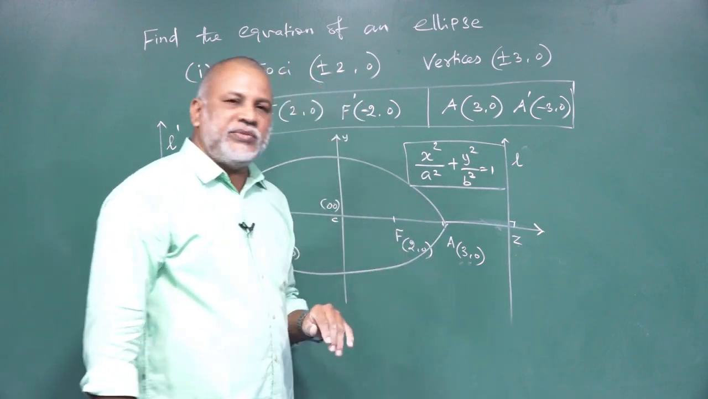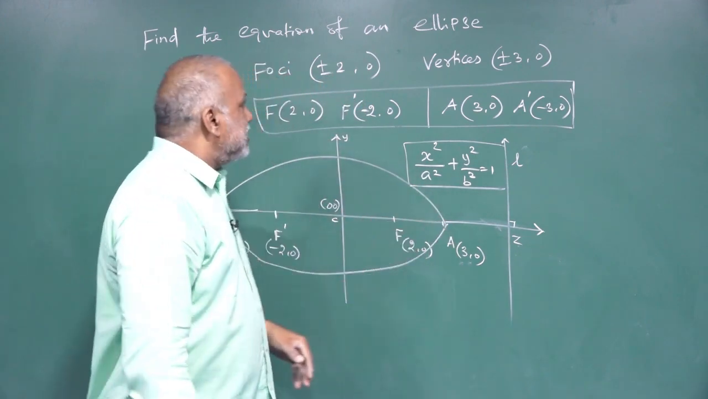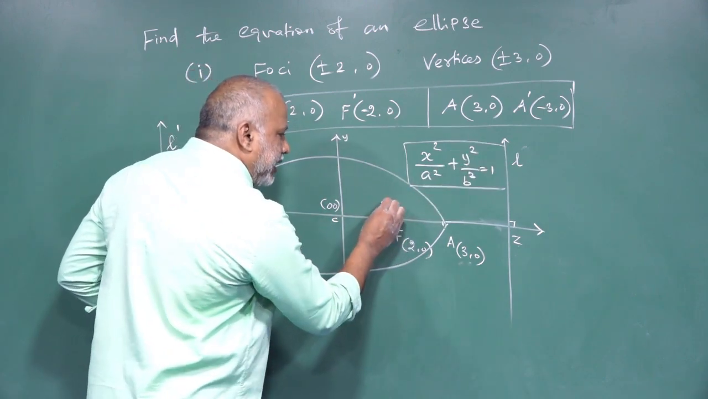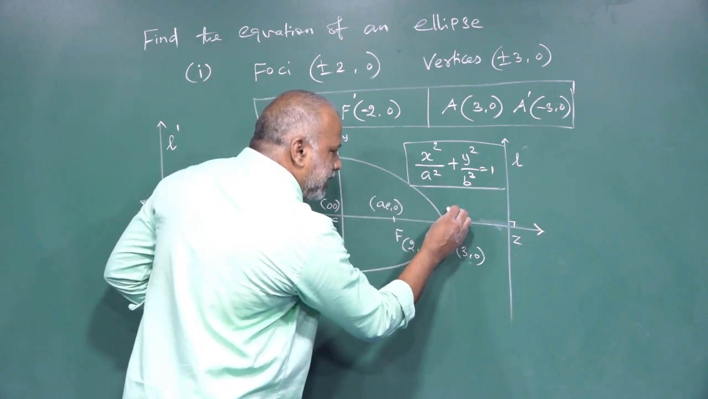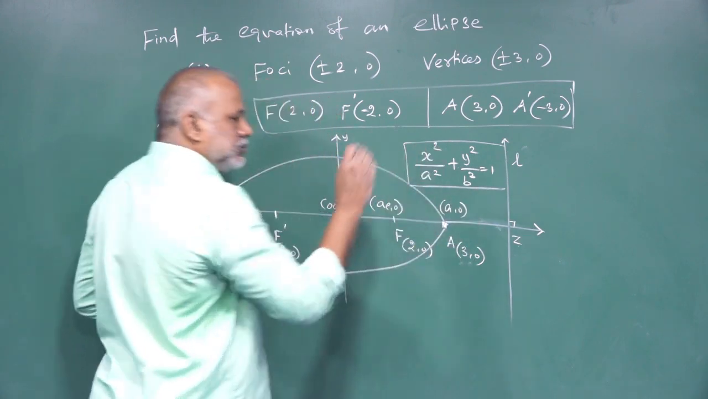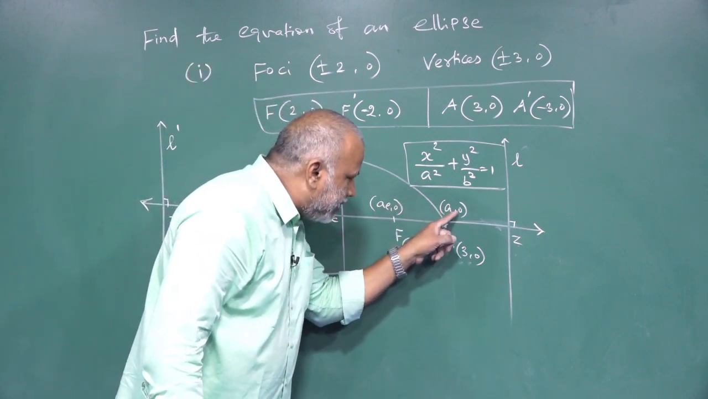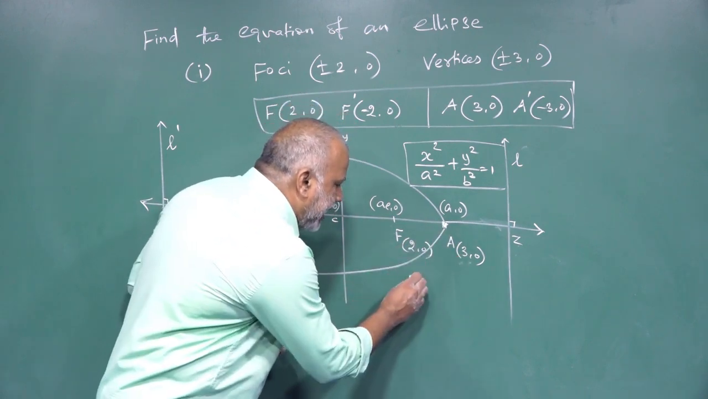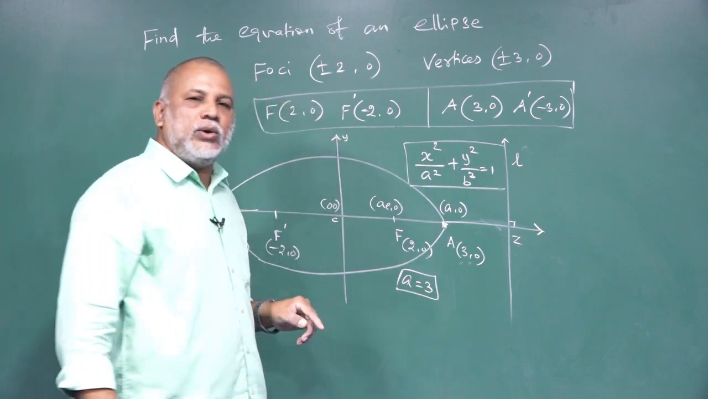From this diagram, we need a. What is the value of a in your standard equation? See, the center is 0, 0. In your standard equation, it must be a, 0. Now compare this one. This a, 0 is equal to 3, 0. Therefore, we are able to say a equal to 3.